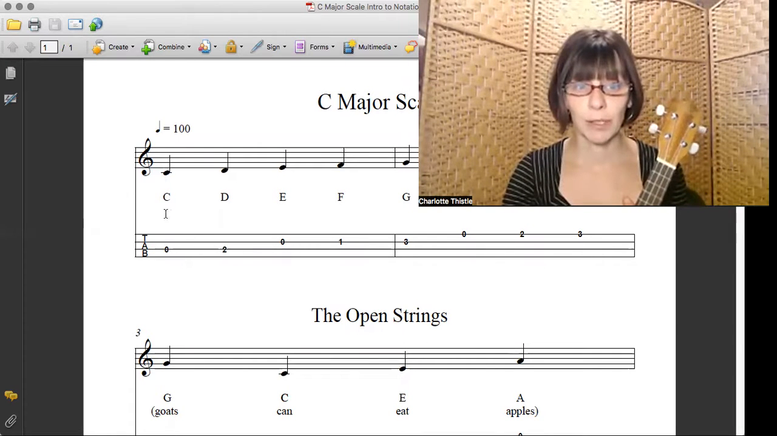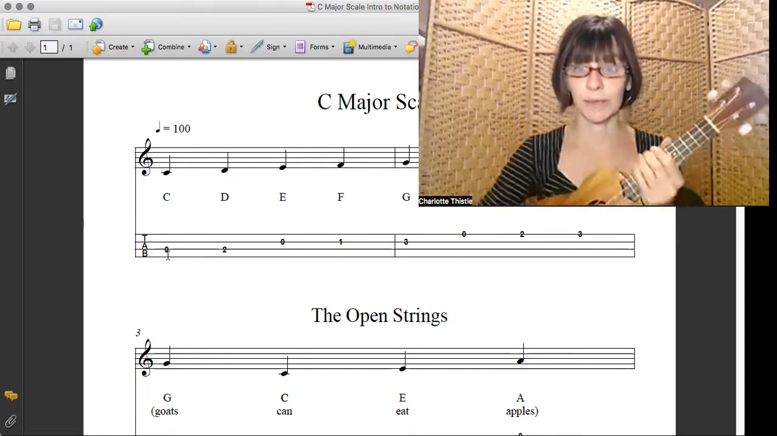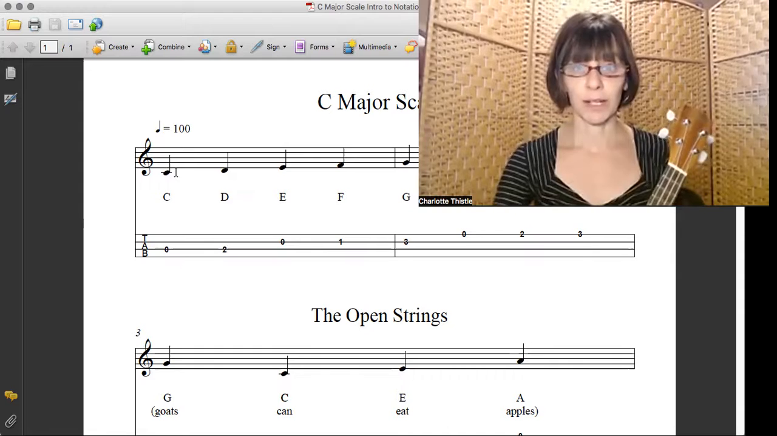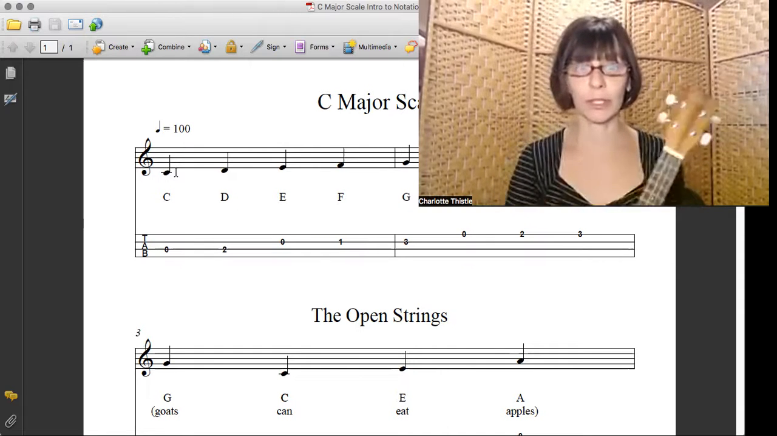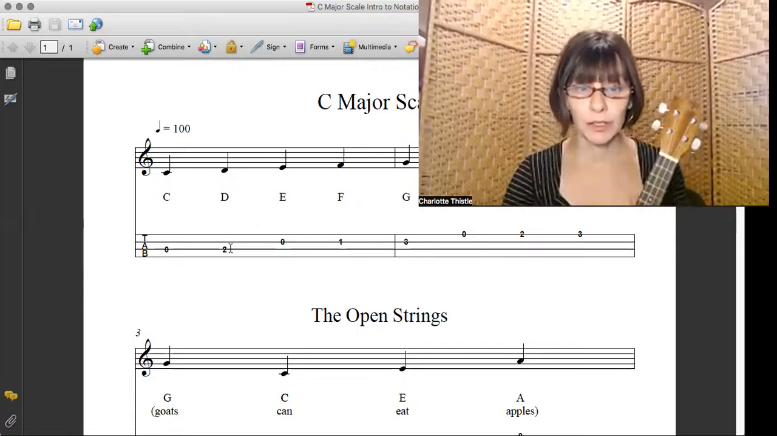So what we have here is there's the open C string down here in the tab. See the 0? That means open C string. And then above it we have this here is the way that you write that note in notation. So this says do this, and this also says do this. It's just 2 different ways of writing the exact same thing. Same thing over here. Here's the 2.